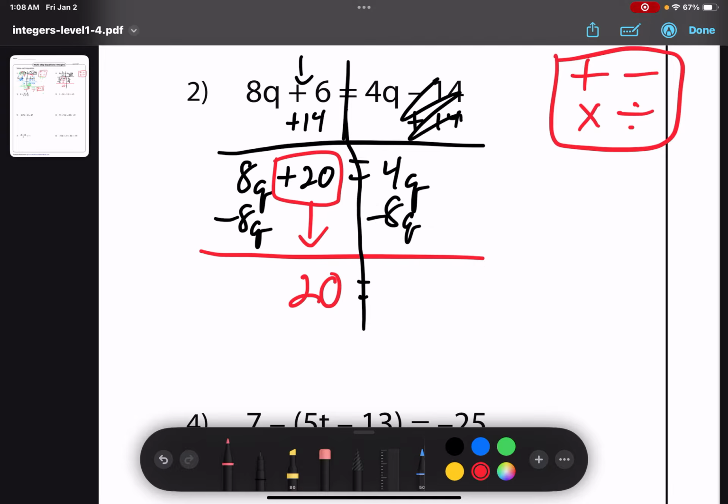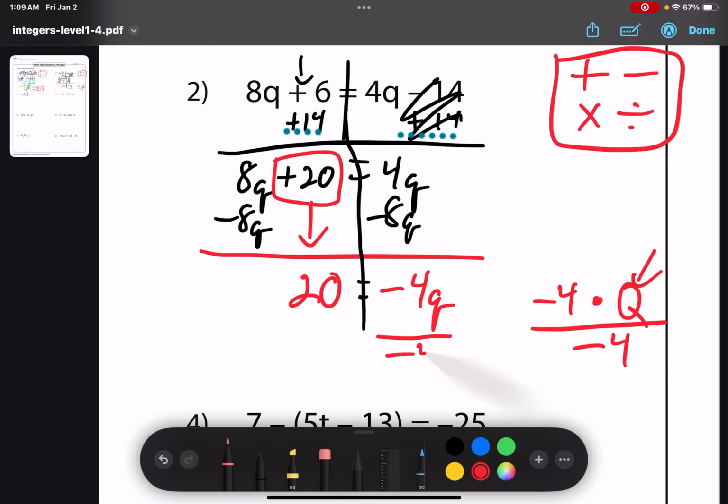What is 4 minus 8? That's right, negative 4q. Remember, these are technically multiplying. It's like saying negative 4 times q, if you can read that q. Let's just do this, right? What is the opposite of multiplying? Dividing. So to find out what this is, we divide by negative 4. So we're going to divide by negative 4, divide by negative 4, 20 divided by negative 4.